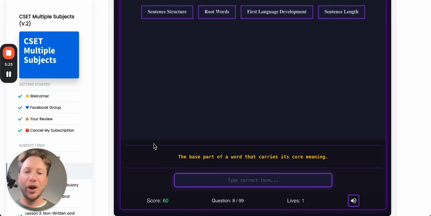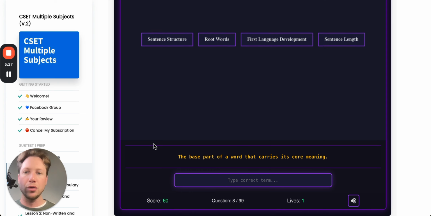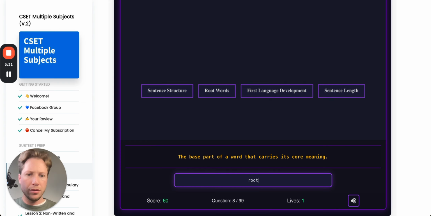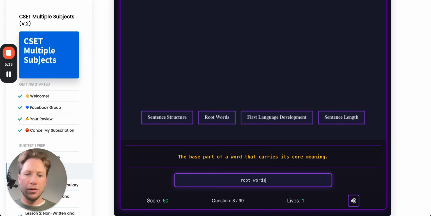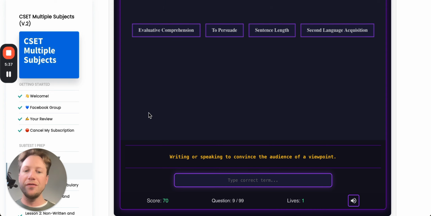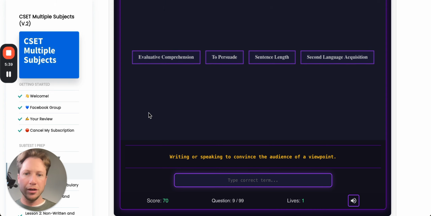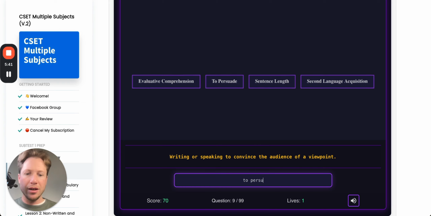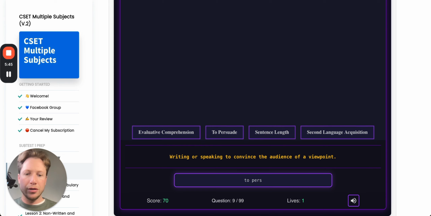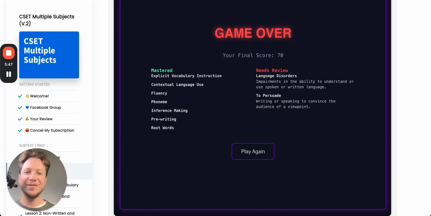The base part of a word that carries its core meaning. Base part of a word. Root words? Is that right? Come on. Yes, nice. All right. Writing or speaking to convince the audience of a viewpoint. To persuade. Did I spell that right? No, I didn't. Come on. Oh, too bad.